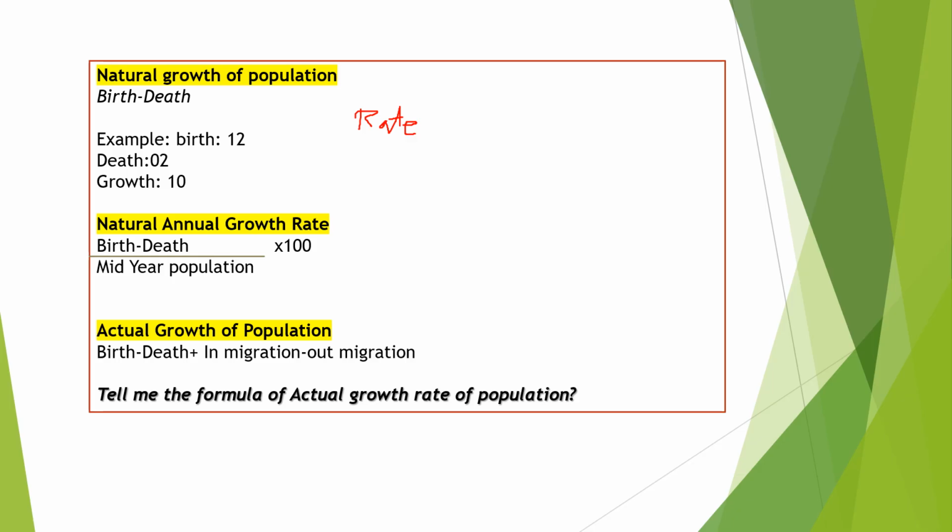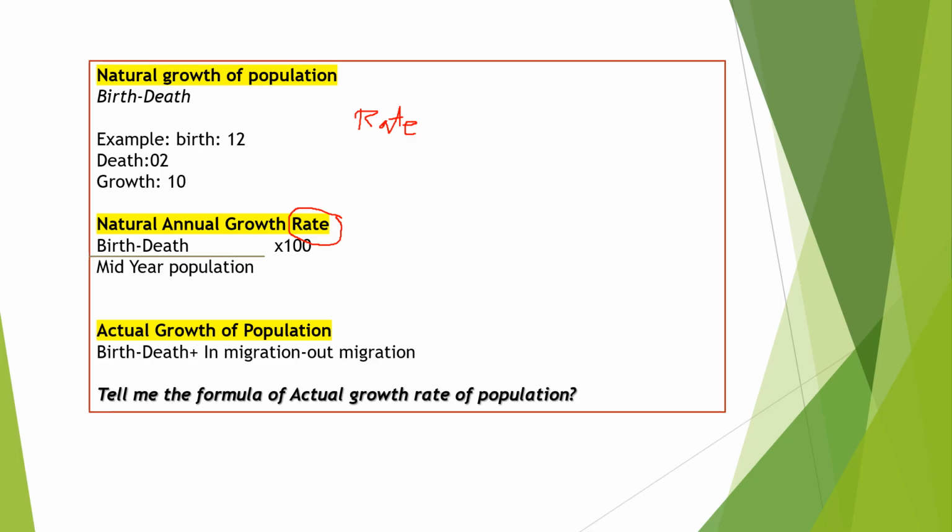Next, natural annual growth rate. This is natural growth of population, and this is natural annual growth rate. So here the difference is rate. As I already told you, rate means you have to calculate the percentage, whereas if there is no use of the term rate, it is just the difference between two populations at 2 points of time in a particular country. Here it is written natural annual growth rate. What is the formula? Birth minus death divided by mid-year population of that particular country into 100.